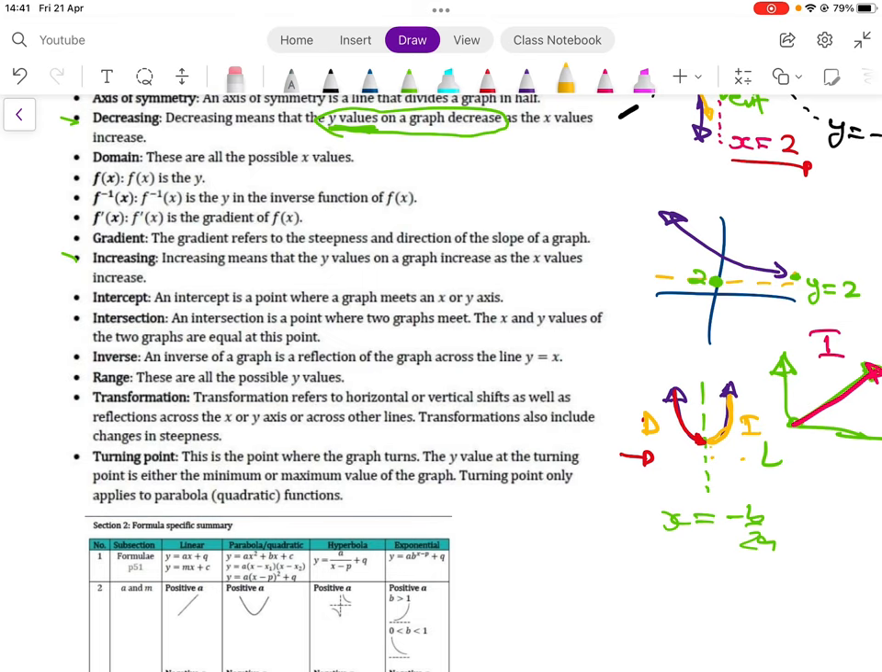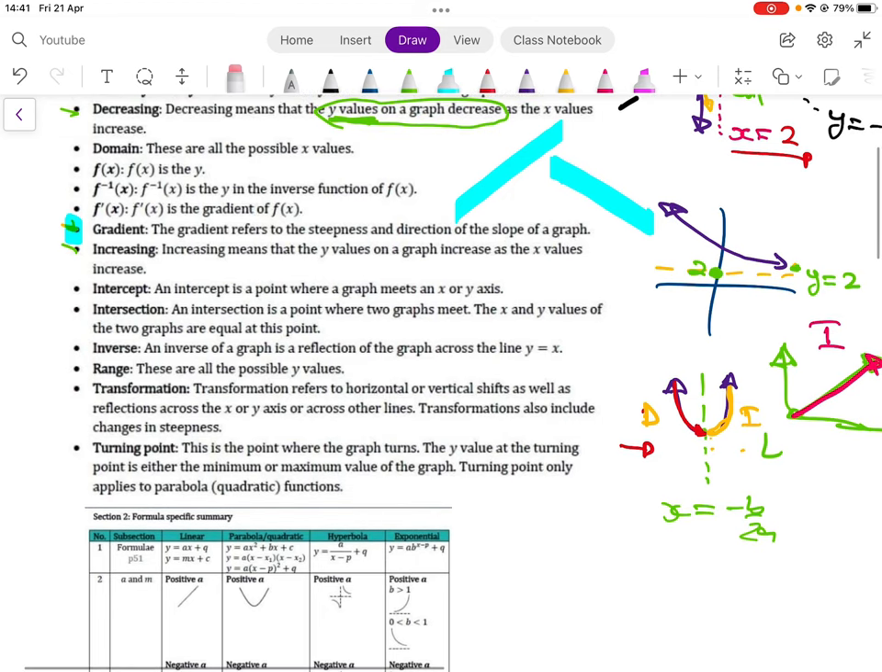Gradient basically just refers to the slope or steepness. We are moving on, in case you haven't realized. So gradient is just the slope or the steepness of a graph, and it also indicates the direction. If it's positive, it's slanted to the right. If it's negative, it's slanted to the left. This is for a positive gradient, and this is for a negative gradient.